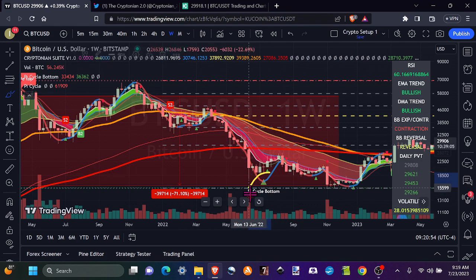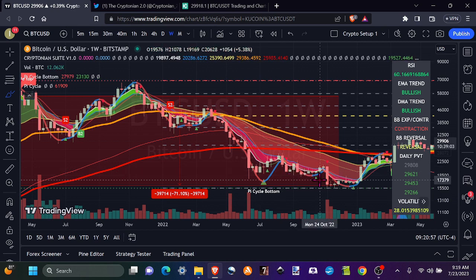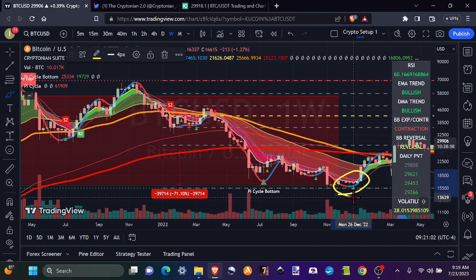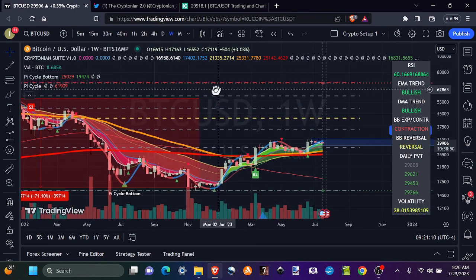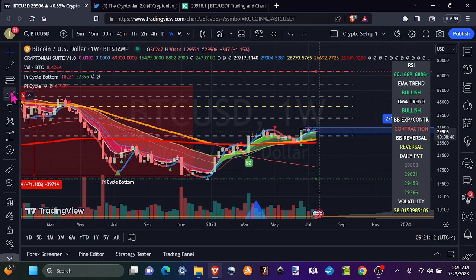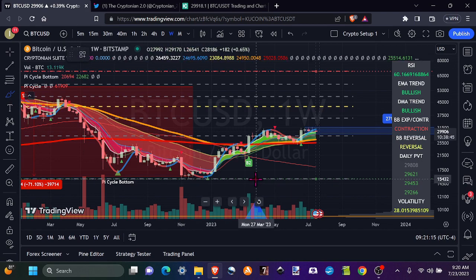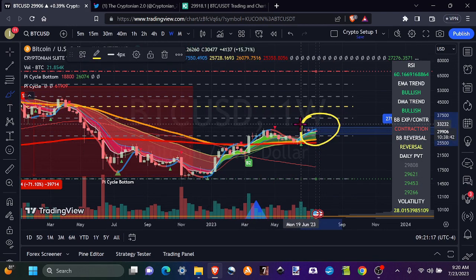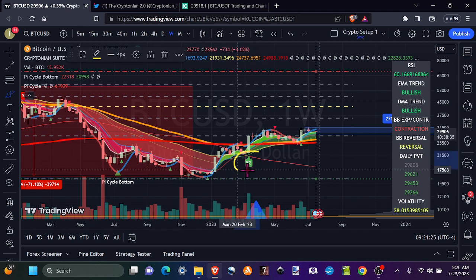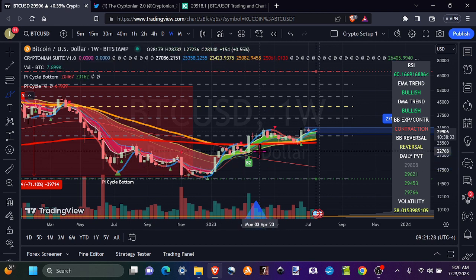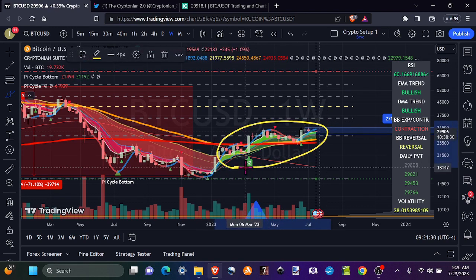Now, the pi cycle bottom here was not as accurate as previous pi cycle bottoms, but it was pretty close. I mean, look at this. In the large picture, it was pretty close. So still a very good signal. Which brings us here now to where we are today. We already had the pi cycle bottom. And look at here, we already had our B2 signal, right? And now we're in this green cloud, right?